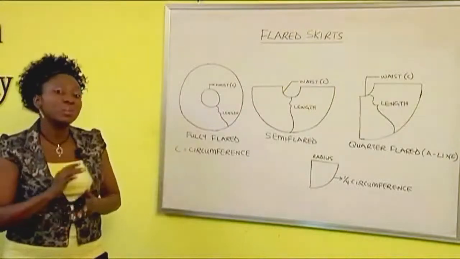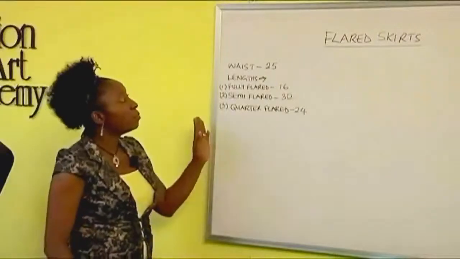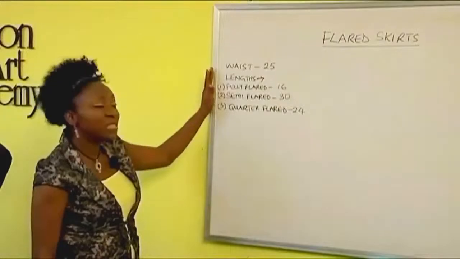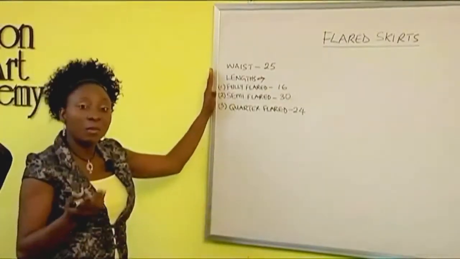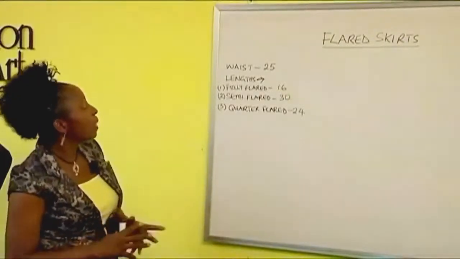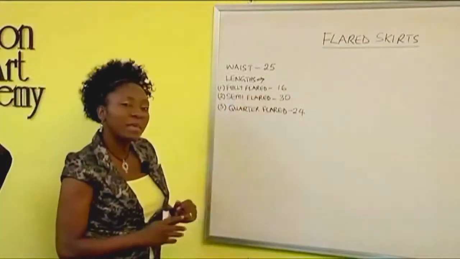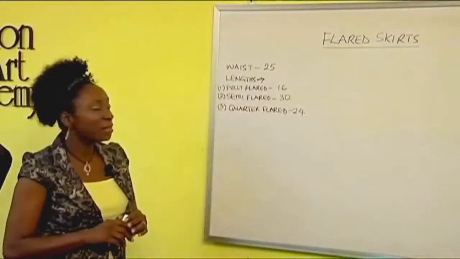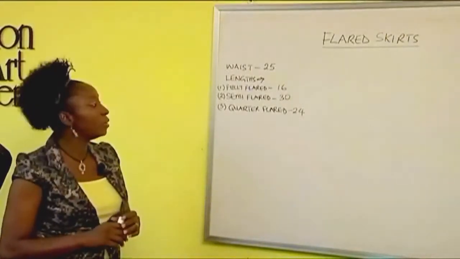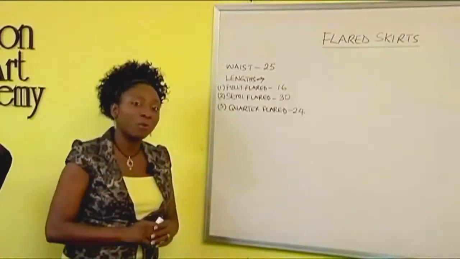So why don't we look at the measurements we will need to make our skirts. These are the measurements we're going to use. We have the waist, which is a known measurement, 25 inches. Now we have three different lengths to practice with. For the fully flared we're going to use a mini length, which is 16 inches. Then we have the semi-flared length, which is going to be quite long, 30 inches. Then the quarter flared, which we're going to use as 24 inches.